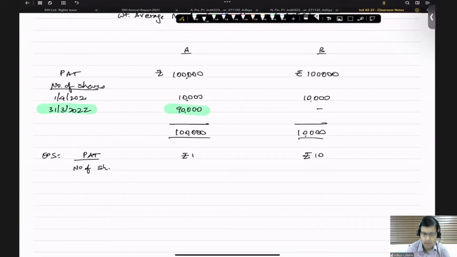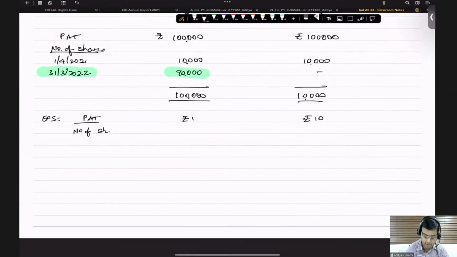Means what? Understand. The capital base of A was 10,000 equity shares for most of the year. Only on the last day of the financial year, 90,000 equity shares were issued and allotted. So what do we do in that case? That is why the standard tells we should go in for a weighted average number.